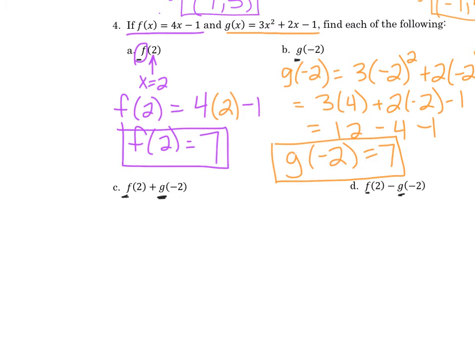These next two questions are actually pretty simple, and I say that because we've already done almost all the work. So we have f of 2 plus g of negative 2. It just so happens that we already solved for both of these things. We know that f of 2 is 7, plus g of negative 2 is also 7, which means our answer is 14.